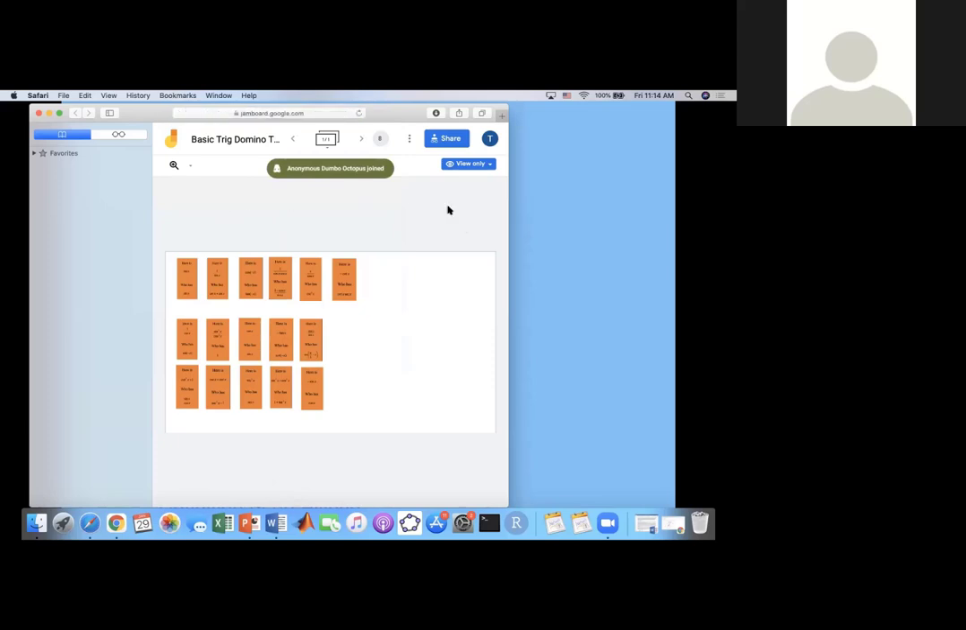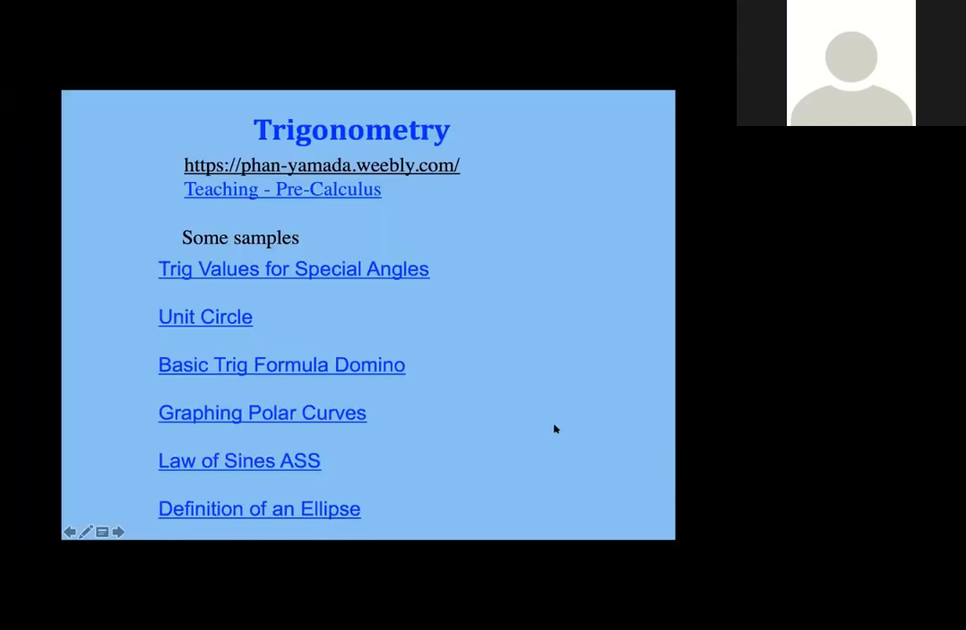On this one here, it's view only, but if you change it to edit mode, then you can have your students move it around to see the relationship between the two. So that is the Jamboard that I have my students do on that part. For the Jamboard, I have my students work in groups, and together they solve the questions.